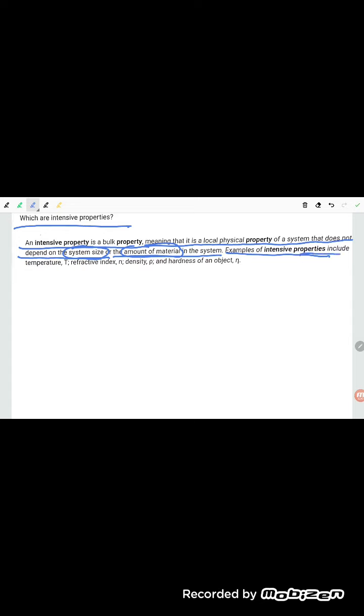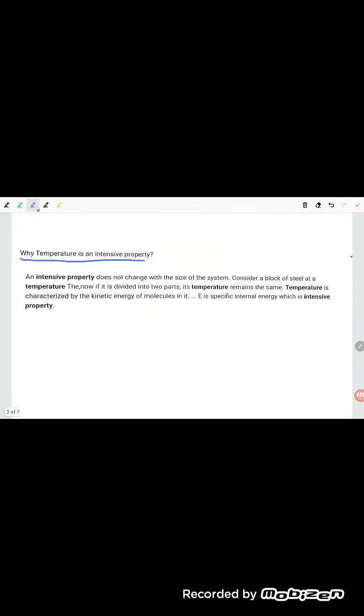What are examples of intensive properties? Temperature, refractive index, density, hardness of the object. These all are examples of intensive properties. Now let us move on to another. Why is temperature an intensive property? The question is, why is temperature an intensive property? Because temperature does not depend on the size or quantity of material. That is why it is an intensive property.